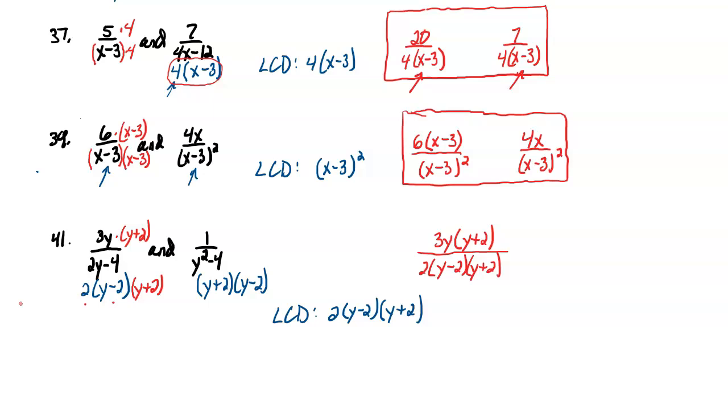Now our second fraction. Is its denominator missing any parts in order to match up with the least common denominator? It's missing the 2. Need to times by 2. And in the top. So our second fraction transforms into 2 over the least common denominator.